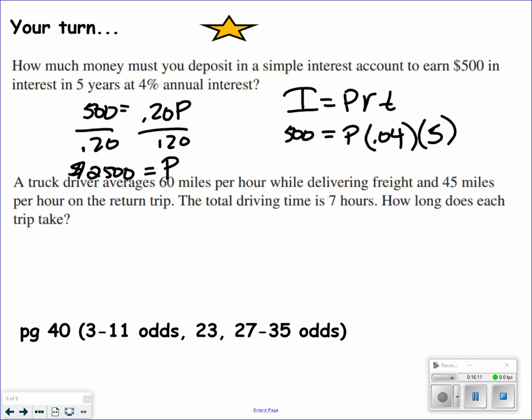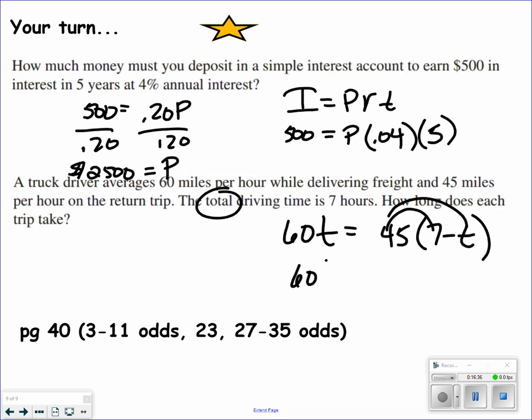Next one. Again, hit pause if you didn't do this one yet. A driver travels 60 miles an hour while delivering freight and 45 miles per hour on the return trip. The total driving time is 7 hours. So this is actually very similar to the previous question. 60t would equal 45 times 7 minus t.